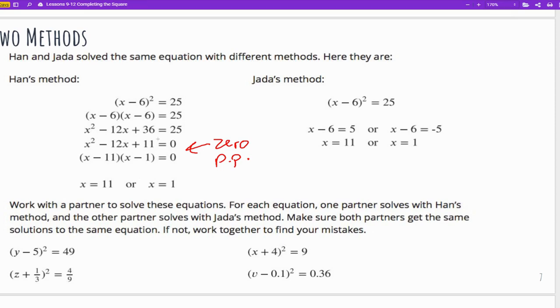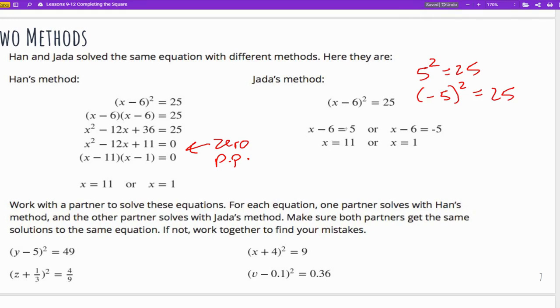But now look at Jada's method. Look at this one. So x minus 6 squared equals 25. So in this particular one, he realizes that something squared has to equal 25. Well, what could that be? 5 squared equals 25, that's for sure. But negative 5 squared also equals 25. And so because of that, here we go. We have these two expressions right here.